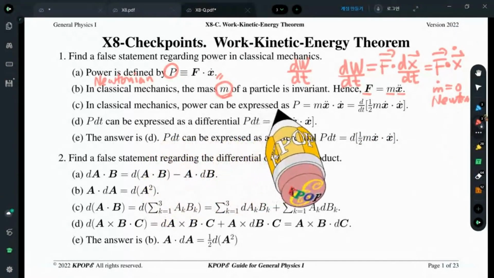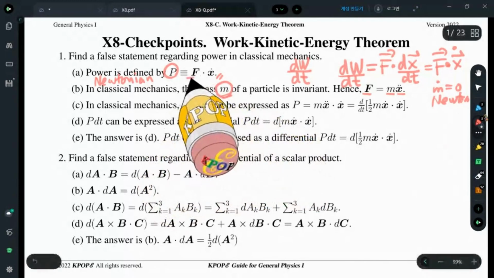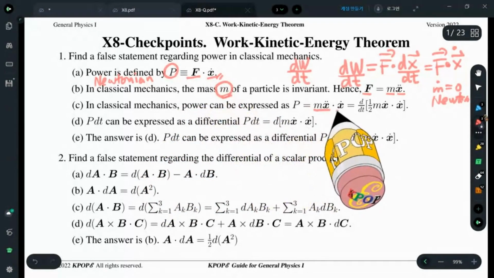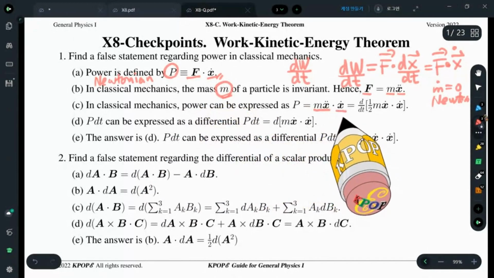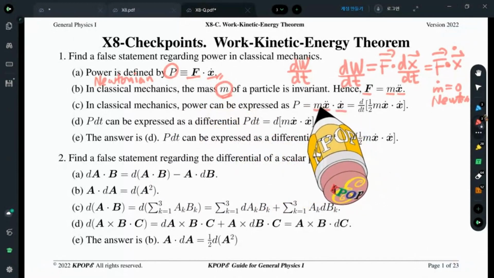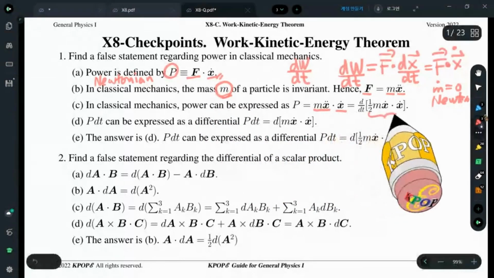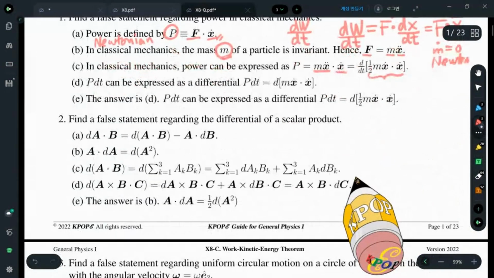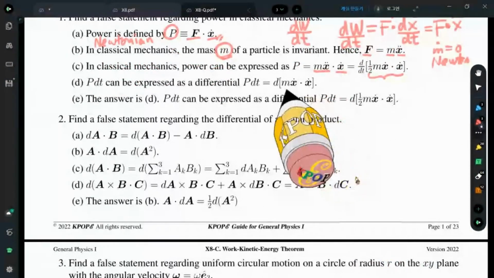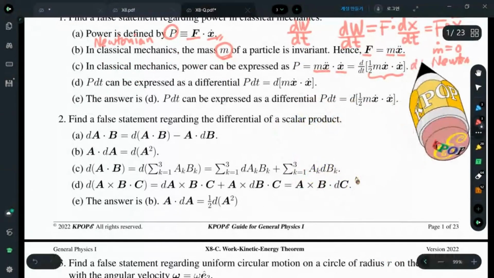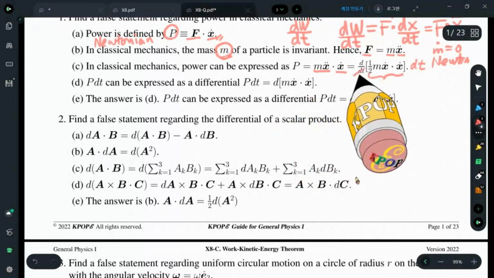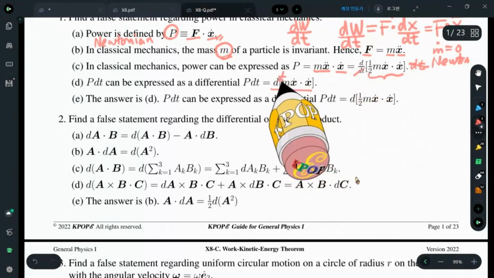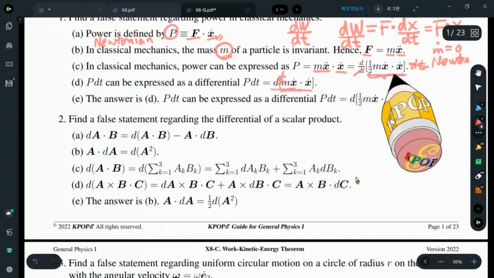Power can be expressed as force times velocity. And it is just the time derivative of kinetic energy. Okay, this is the same. If I just multiply by dt in here, this cancels and it becomes a total differential, but the 1/2 is missing in here.